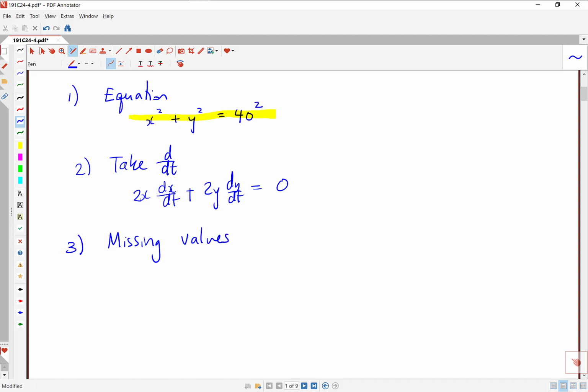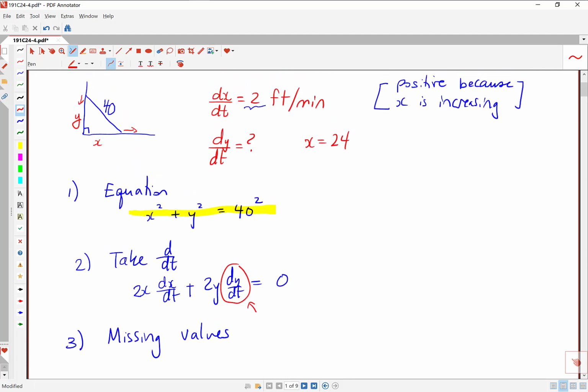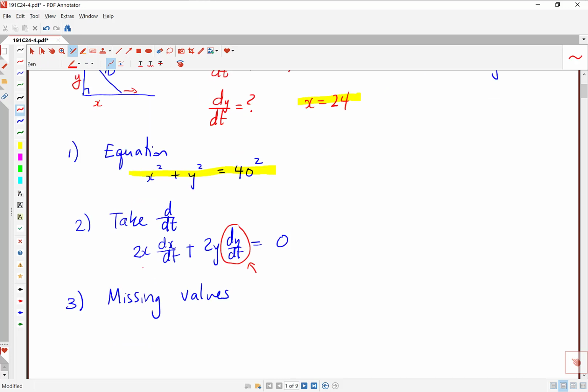Okay, so let's look at this equation that we just built in step 2 and let's see what we know and what we need to figure out. So what we're ultimately trying to find is dy by dt. So that's what we want. And what we know, well, we know an x value and we know our dx by dt. So we know this and we know that. So that means in order to solve the problem, what we need to do is just solve for y.